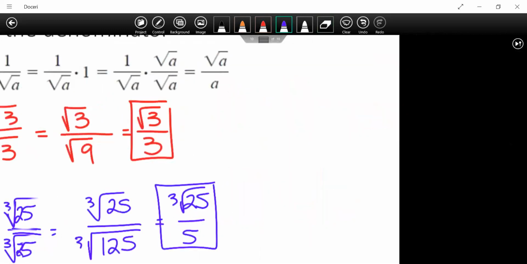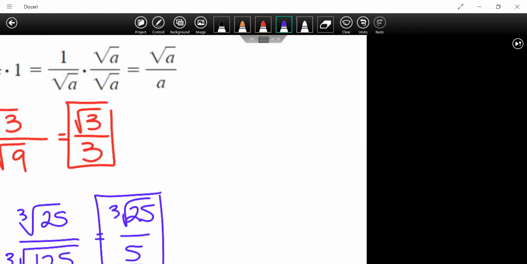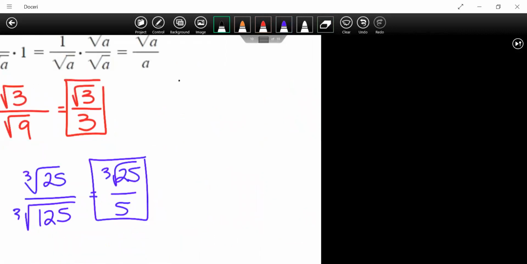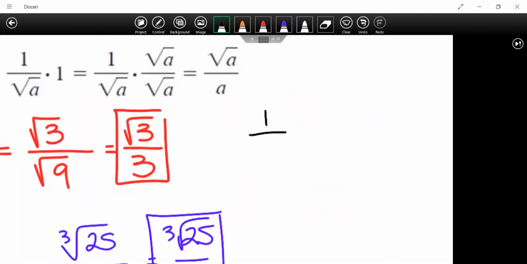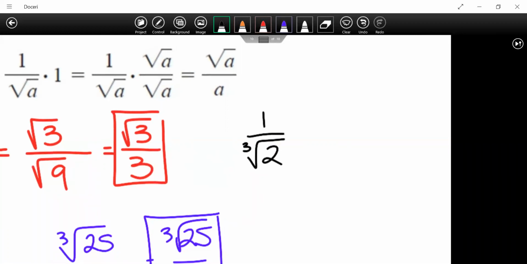Okay. Another example of this, and we're going to finish up on this, and if I need to go over it again tomorrow, would be like 1 over the cube root of 2. We would assume it to be the cube root of 2 over the cube root of 2. When we multiply it out, we're going to get the cube root of 4.